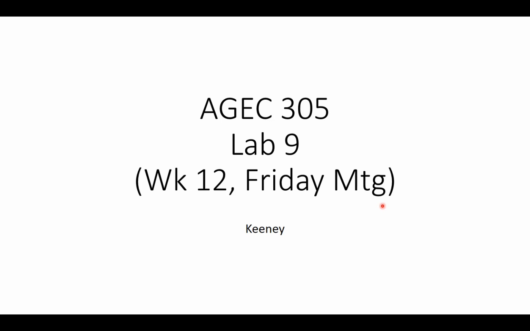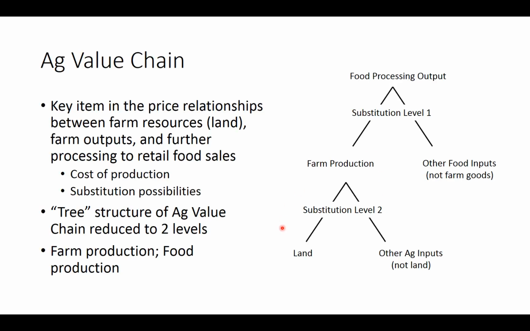Okay, let's get started with Lab 9 for AGEC 305. This is our Friday meeting for week 12. It's also going to be our last sort of serious look at the value chain in agriculture. We might come back to this just a little bit in one more lecture, but this really closes out the topic of substitution possibilities and the farm resources to, moving from, so here in our picture, from farm resources to food output.